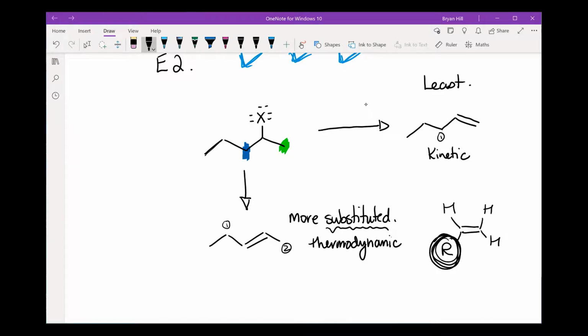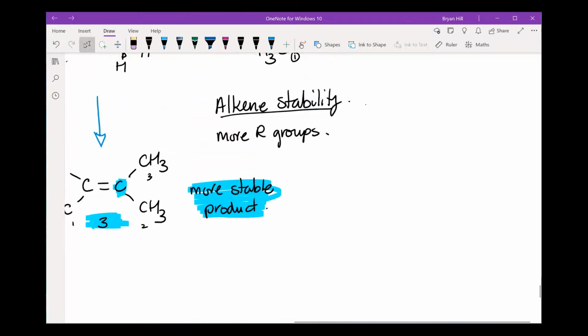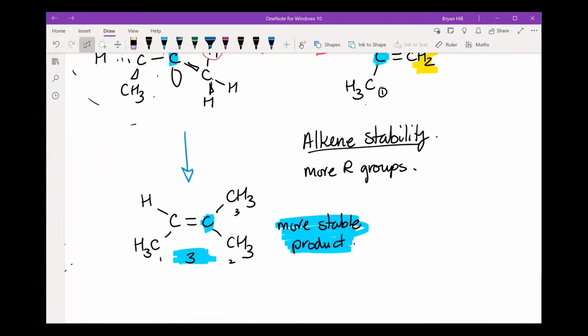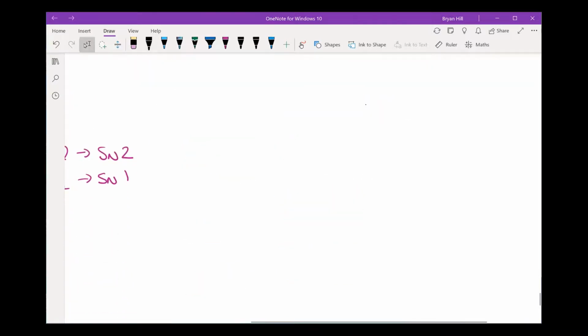So does that make sense? It's very similar to what we had before. The more stable alkene, the more stable product, is the more substituted product. I was just using different terminology.